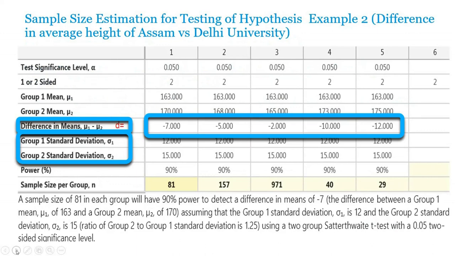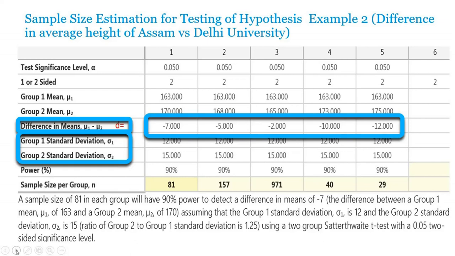But if I increase or decrease the difference, the impact is demonstrated in the further columns. So let's focus here on the column. I have my alpha level, type 1 error 5%, two-sided test. My group 1 mean, Assam University, is 163, group 2 mean, Delhi University, is 170. My allowable difference here is minus 7 units. And then standard deviation in group 1 is 12, in group 2 is 15. With 90% power, this will give me 81 sample size.